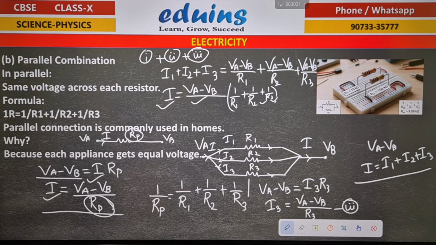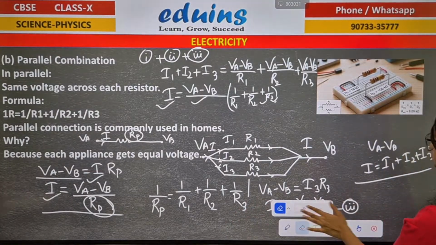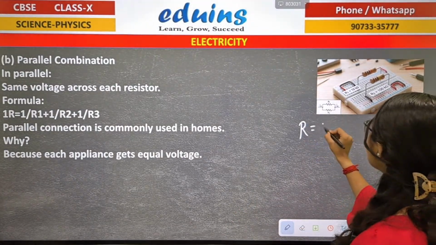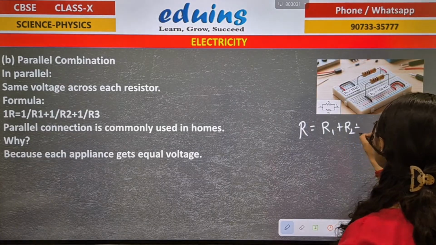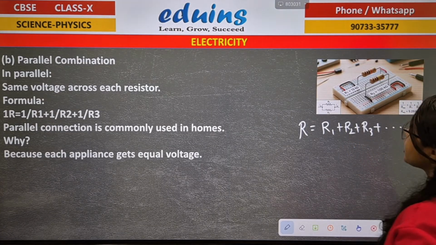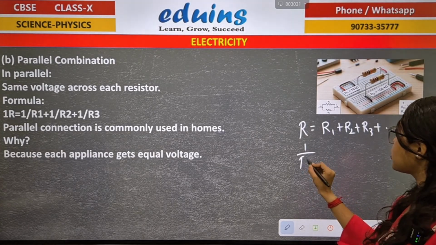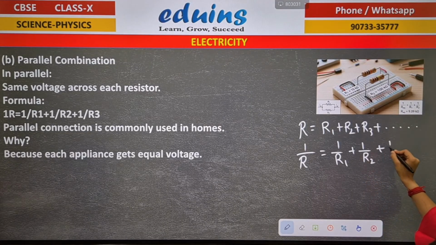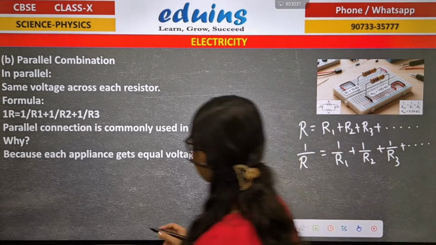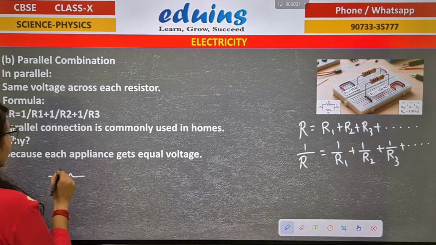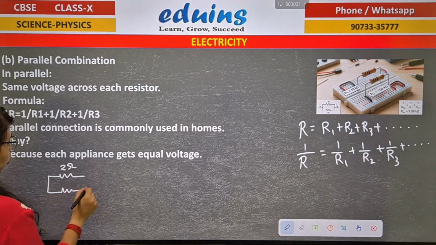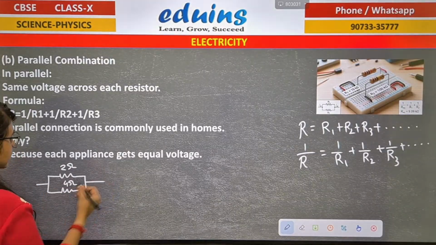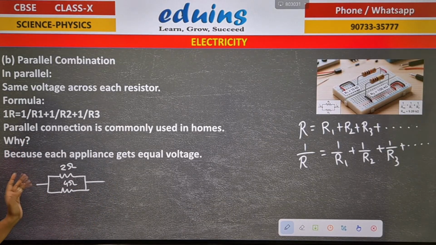So this is the equivalent resistance and this is the formula. So for series connection, the equivalent resistance is R equal to R1 plus R2 plus R3, adding up all the resistances. And for the parallel connection, 1 by R1 plus 1 by R2 plus 1 by R3. So from this, if we take two resistances, one is 2 ohm and the other is 4 ohm, we know this is the parallel combination where they share the same voltage.